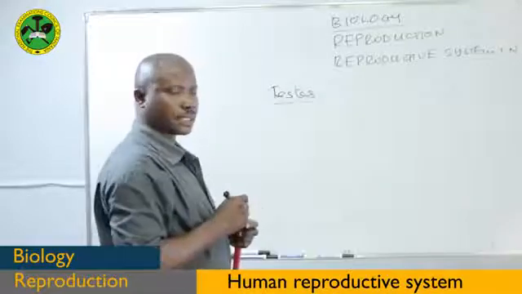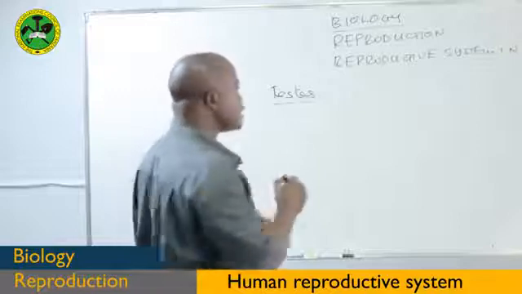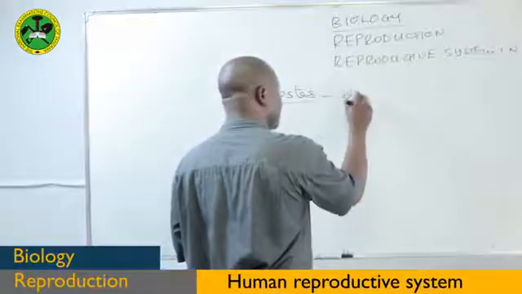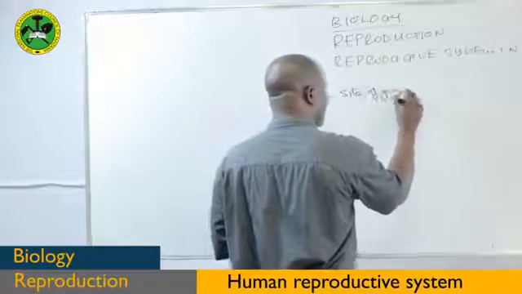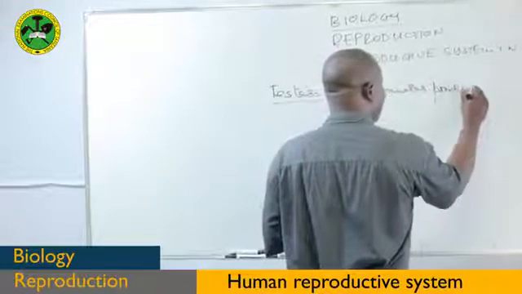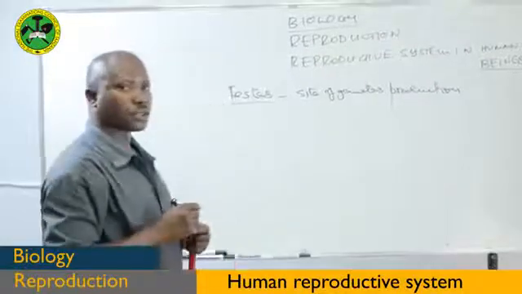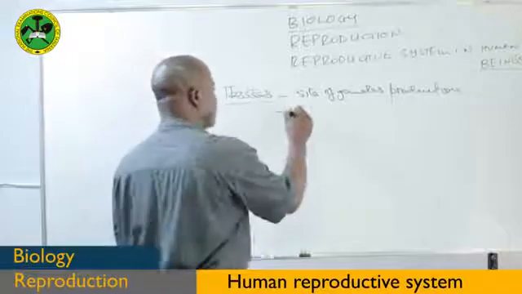This is the inner part. Therefore, to answer this question, you'll have to explain the function of the testis. That is the site of gamete production. But also, it is the site where sex hormones are produced.